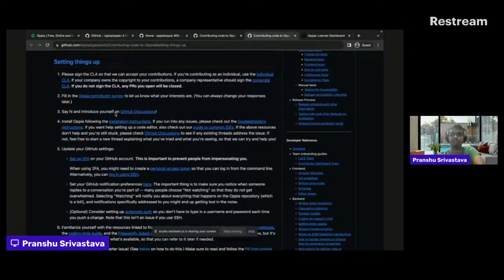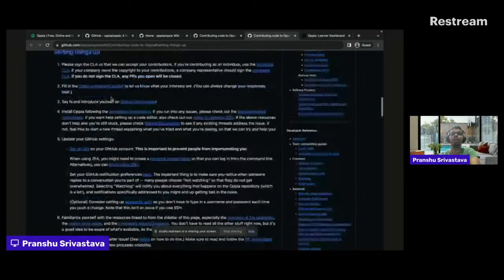So the first thing mentioned here is the CLA. CLA you'll find in almost all the open source projects out there, and CLA is basically an agreement that you agree to contribute your intellectual property to that project, and you have no problem in doing so. So this is something that you have to sign while contributing to almost all the projects.